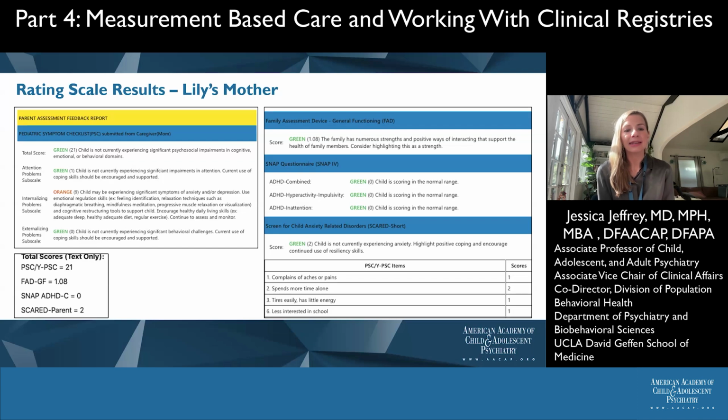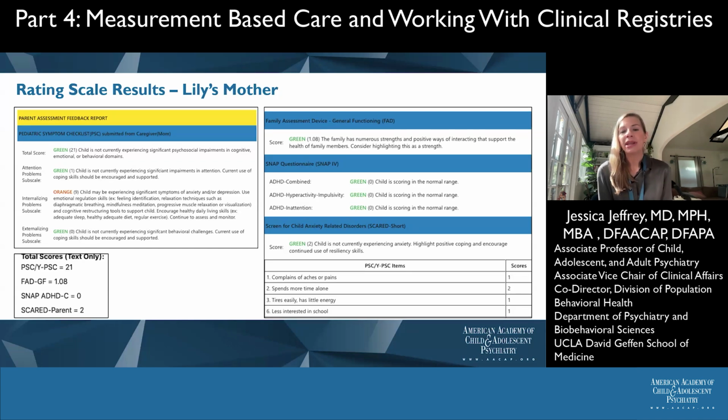We did not see any flagged elevations in ADHD symptoms, again, on that right-hand side of the screen. And interestingly, Lily's mother's scores were not elevated for the SCARED in terms of what Lily's mother's report is, but we do know that there is a slight elevation in spending a little bit more time alone. So perhaps we can see that there maybe is a little bit of isolation that may be occurring.